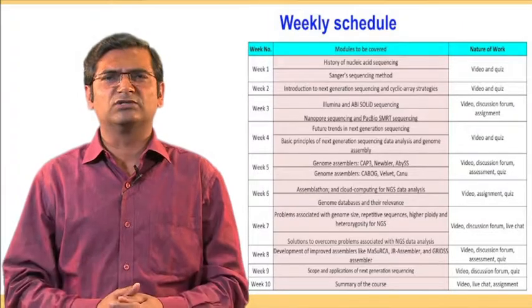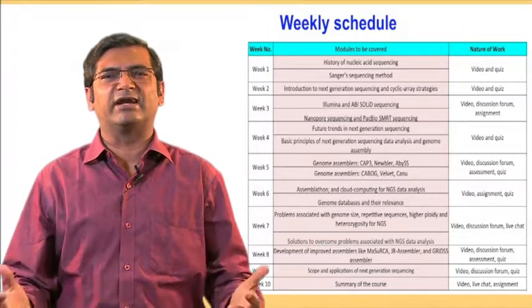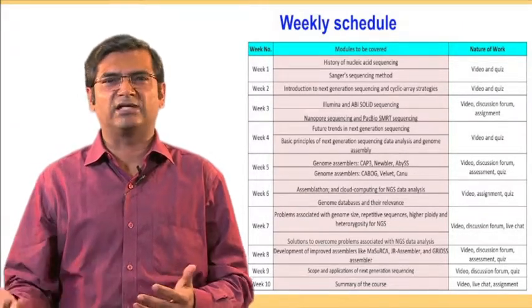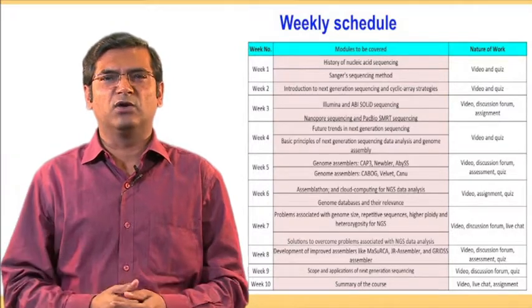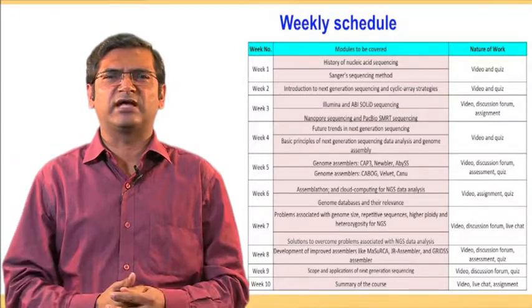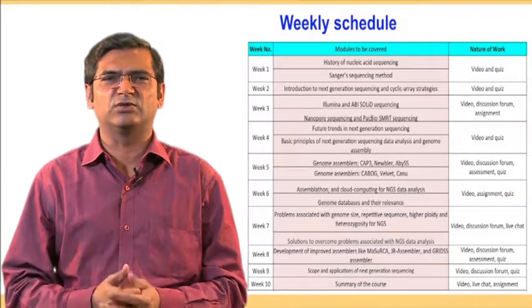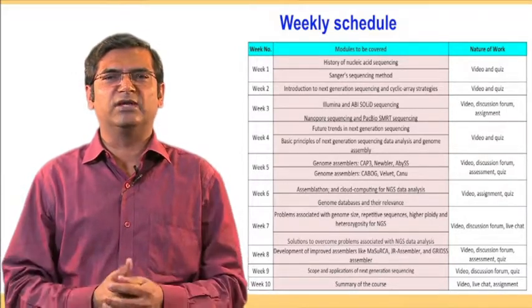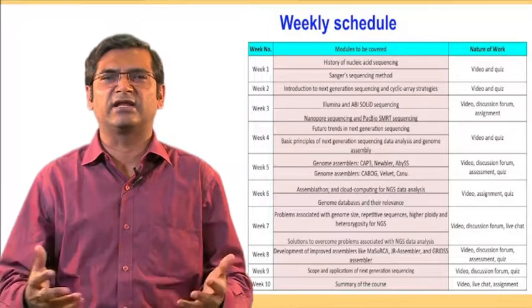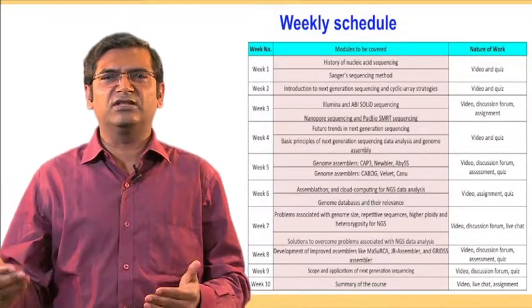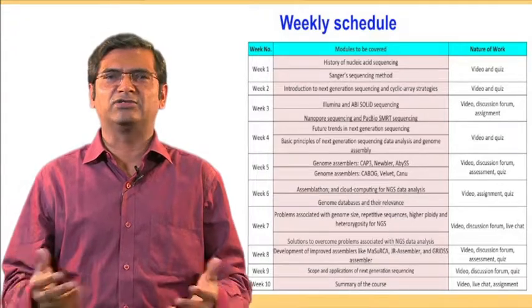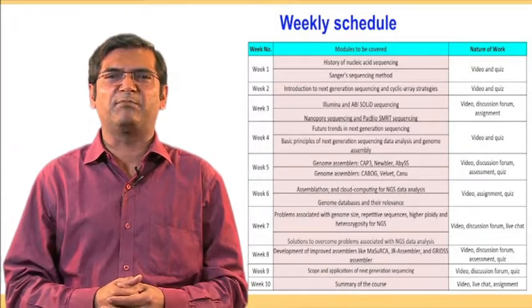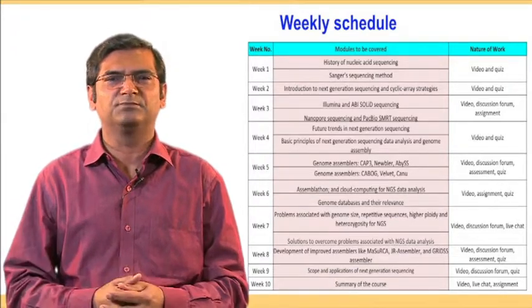The proposed course will be a 10-week 2-credit course which will be scheduled as follows. Week 1 will cover history of nucleic acid sequencing and Sanger sequencing method. Week 2 will cover introduction to next generation sequencing and cyclic array strategies. In week 3, Illumina, ABI SOLiD, nanopore and PacBio NGS techniques will be covered.